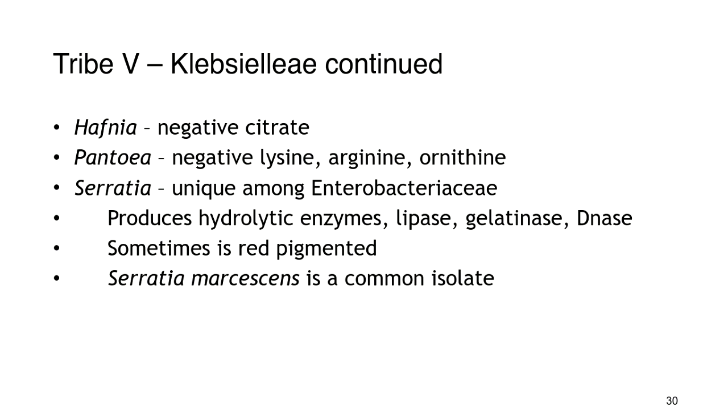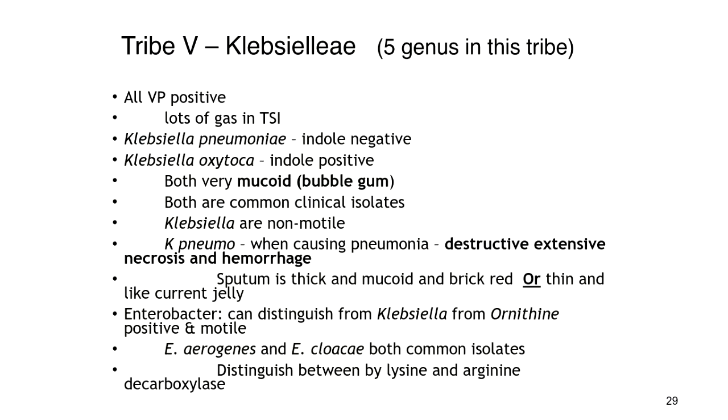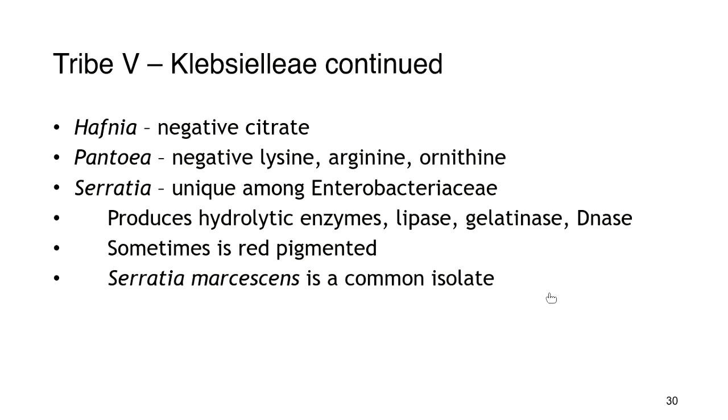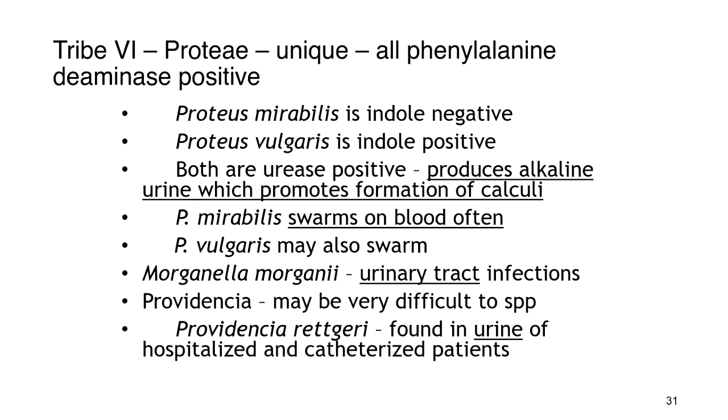Continue with a couple more of the Klebsiella tribe. There is Hafnia, there's Pantoea, and there's Serratia, and these again are not going to be a test item, but this kind of rounds out the five genus that we would be looking at, okay? So different genus species that would be present. Tribe 5.